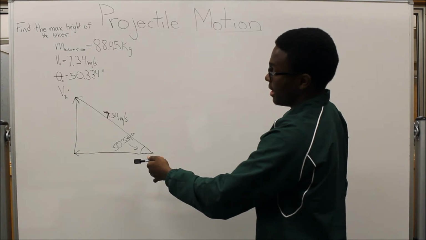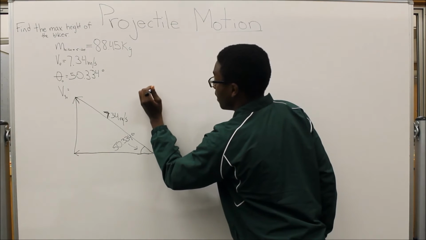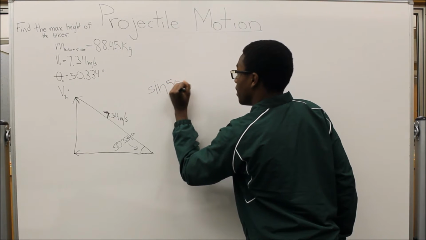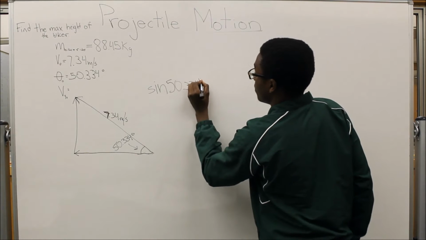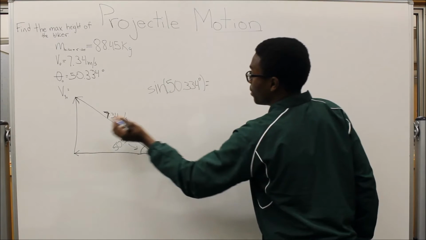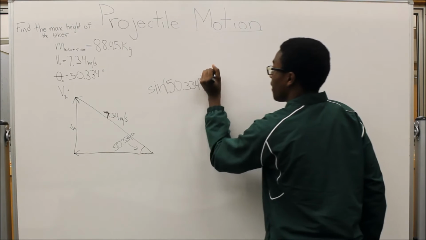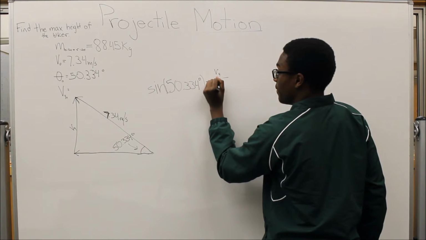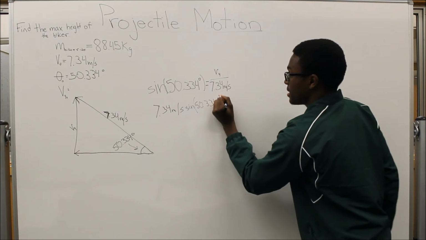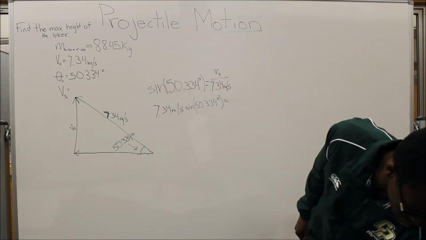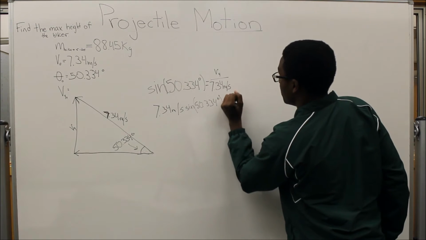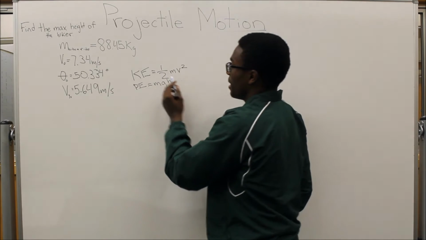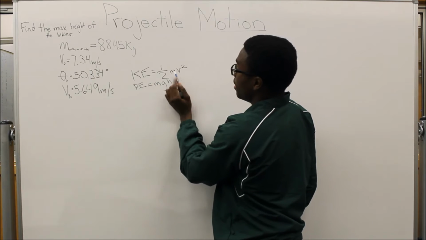From this, we can say that the sine of this angle, 50.334 degrees, is equal to this vertical component of velocity over the hypotenuse that we already know, 7.34 meters per second, to give us our vertical component of velocity, which is 5.649 meters per second.